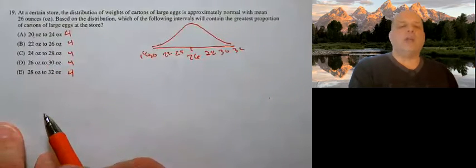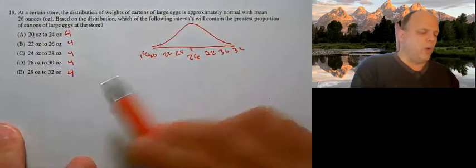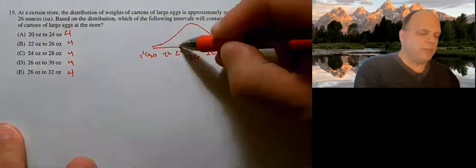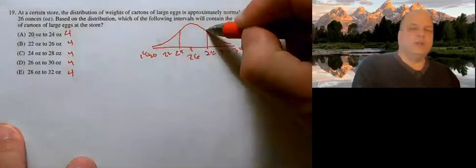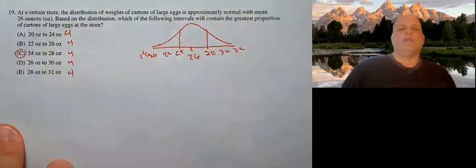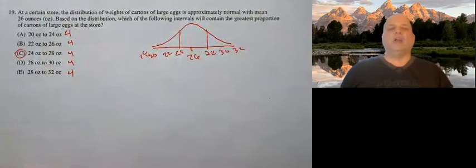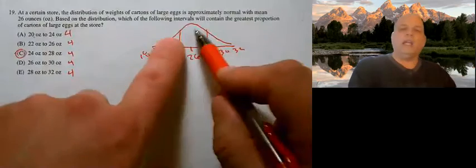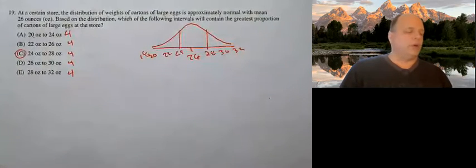So the one that's going to have the greatest is the one that's centered on the mean. And 24 to 28 is centered on the mean. Therefore, 19 is C. It'll have the greatest proportion. And why? It's because the normal curve is taller in the center.